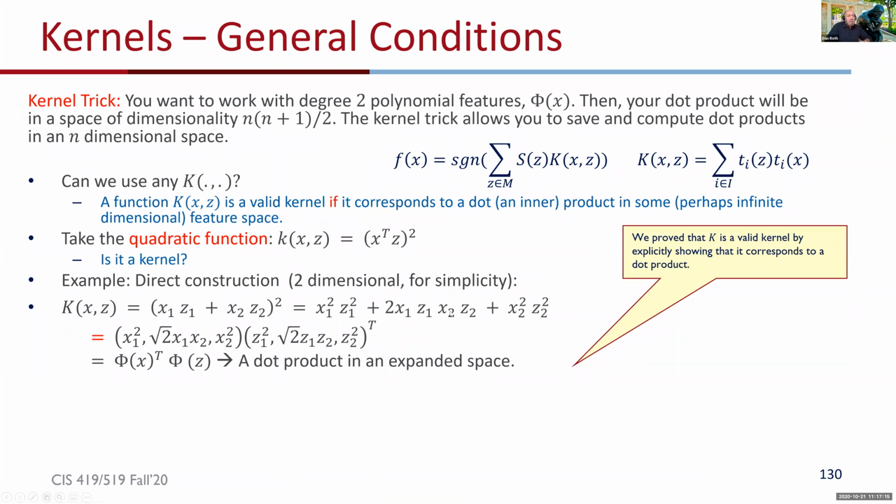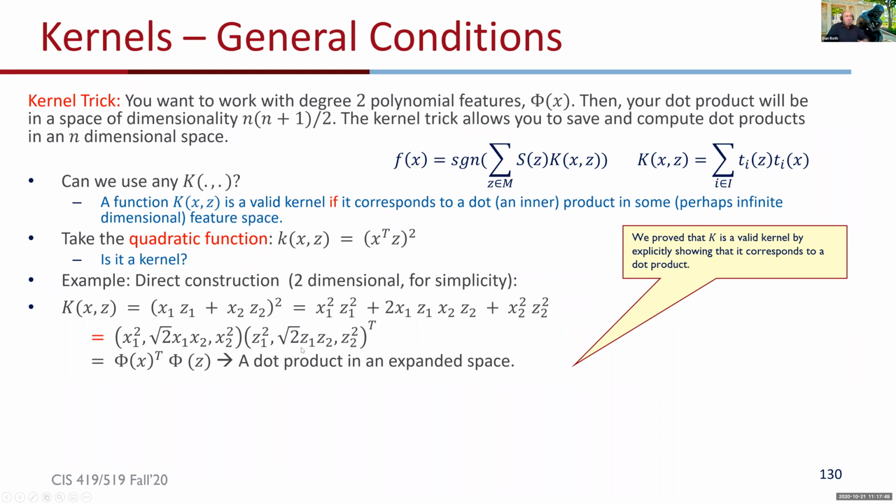I'm rewriting this now. How do I rewrite it? This way. I'm claiming that this can be written as a dot product of two three-dimensional vectors. Here is one of them, x1 square, square root of 2 x1 x2, x2 square, dot product with the same thing with z.